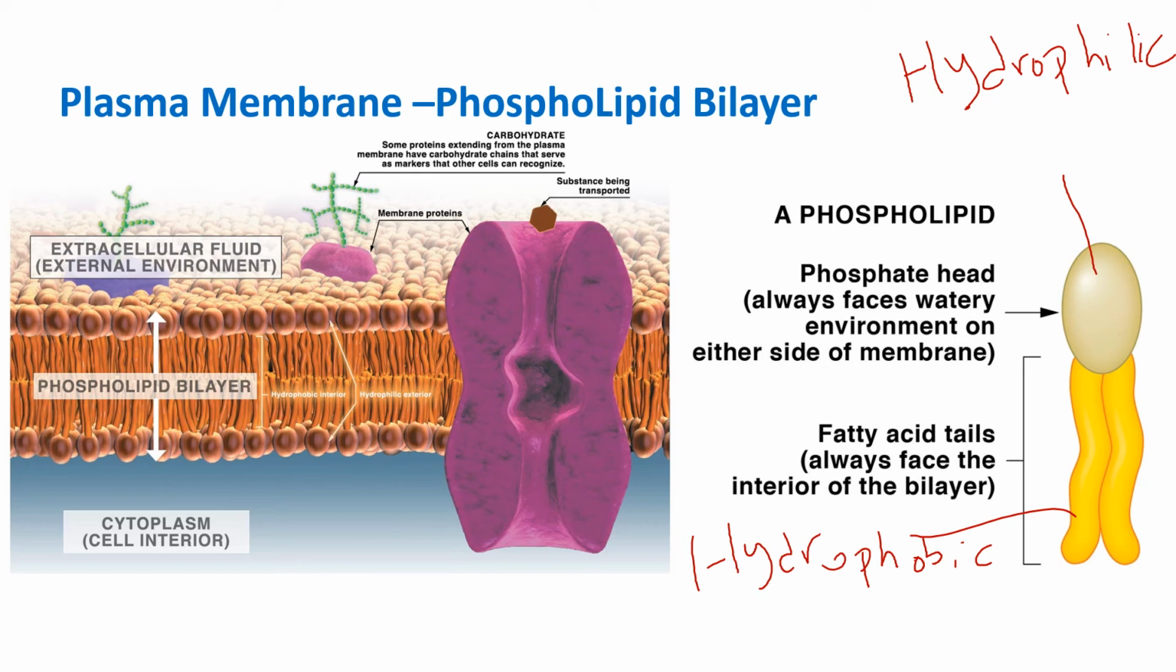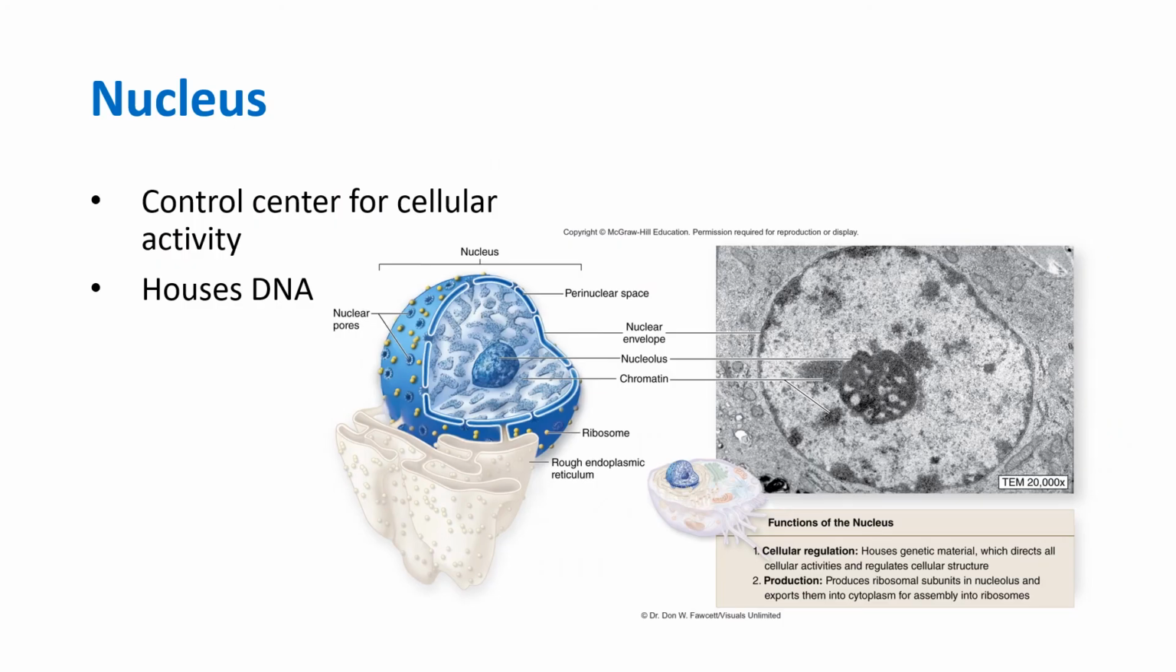Embedded in the plasma membrane, you have those proteins right there, and those proteins embedded in the plasma membrane act as channels to allow substances to move into and out of the cell. Another common organelle found in all eukaryotes, it's the nucleus. In the nucleus, we refer to it as the control center because this is where the DNA resides.